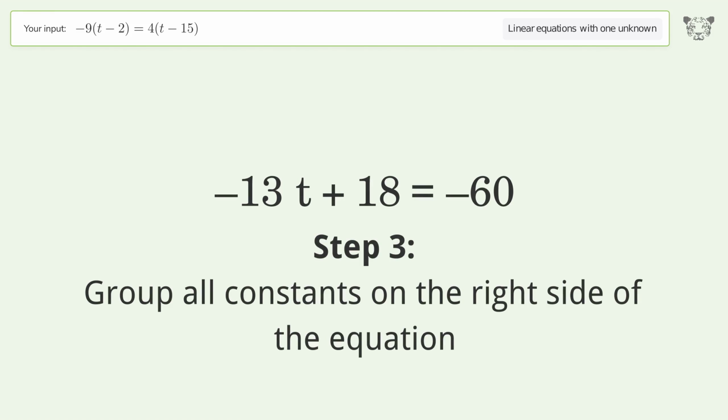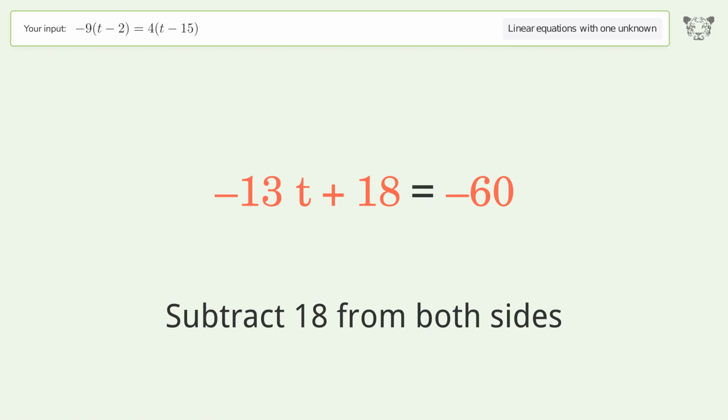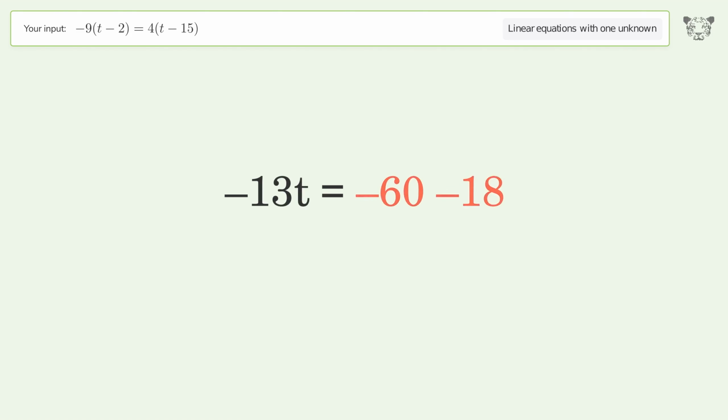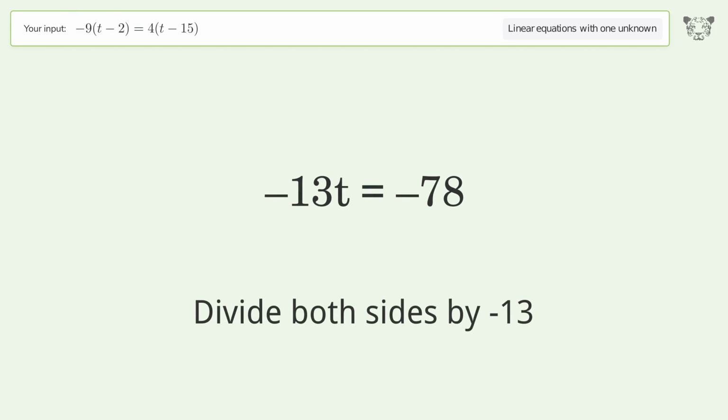Group all constants on the right side of the equation. Subtract 18 from both sides. Simplify the arithmetic. Isolate the t. Divide both sides by -13.